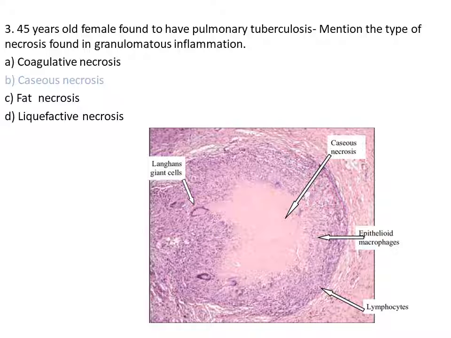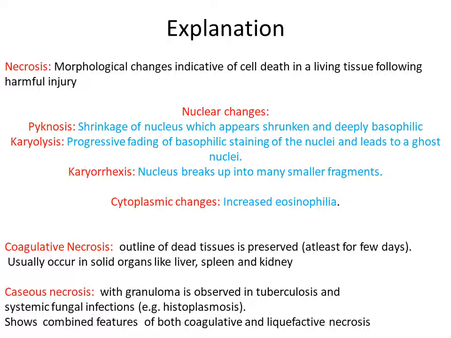We all know there are different types of necrosis: coagulative necrosis, caseous necrosis, fat necrosis, and liquefactive necrosis. In tuberculosis, caseous necrosis is commonly present. So now we will see what is meant by necrosis. Necrosis is an irreversible process, and it is a morphological change indicating cell death in a living tissue following harmful injury. So it indicates the cell death.